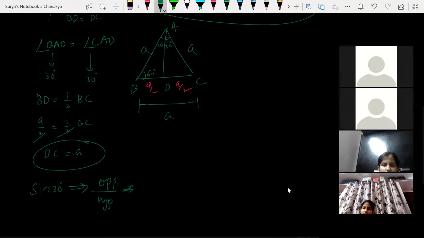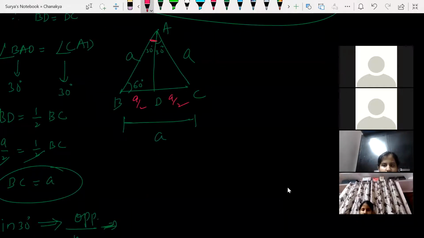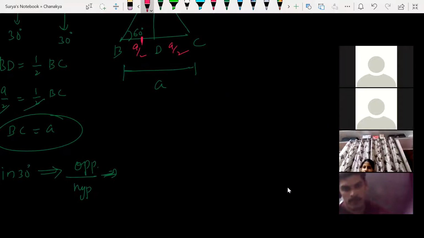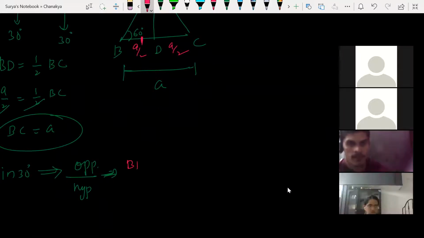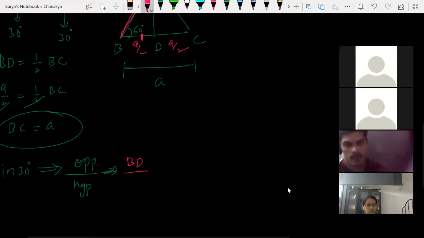Yes. Look at this here. I'm finding sine 30, right? Where is sine 30 here? This is my sine 30, right? What is opposite to this angle? BD is my opposite. Yes or no? Yes, sir. Opposite is BD. Hypotenuse is what? The longest side. Which is the longest side here? This is my longest side, AB, right? That is the hypotenuse.